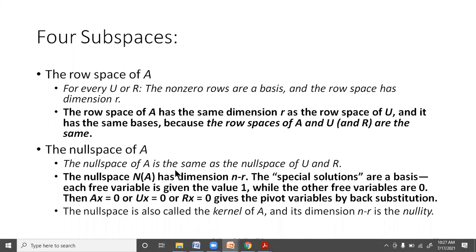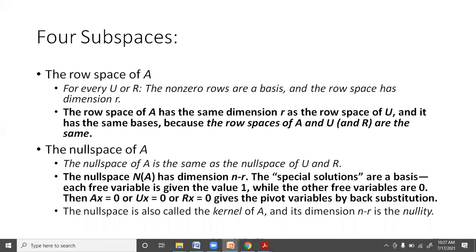Null space can be found by solving Ax equal to 0. So the null space of A is the same as the null space of U and R. The column space of A is not the same as the column space of U and R, because we need to go back to A to find the column space.